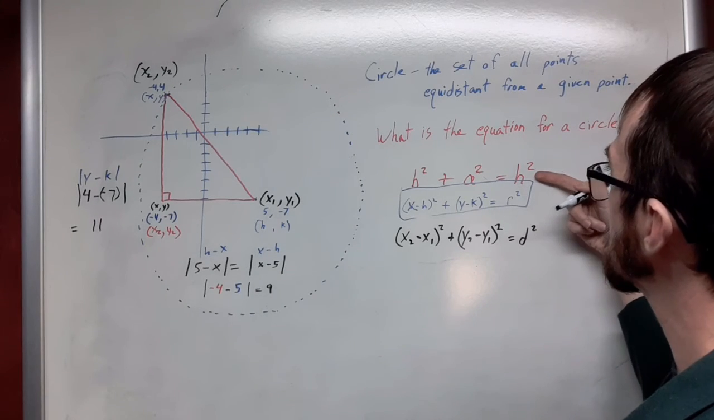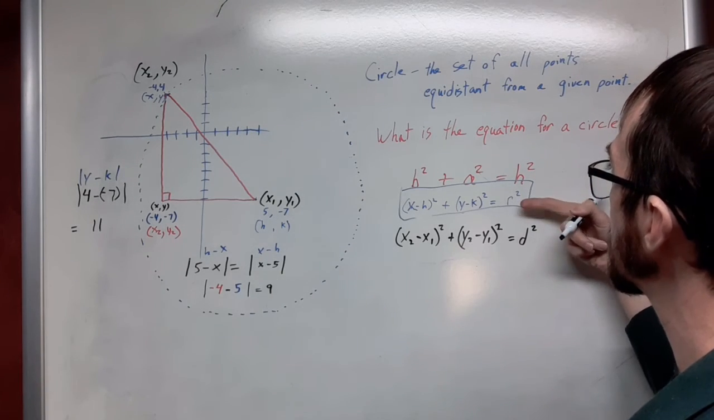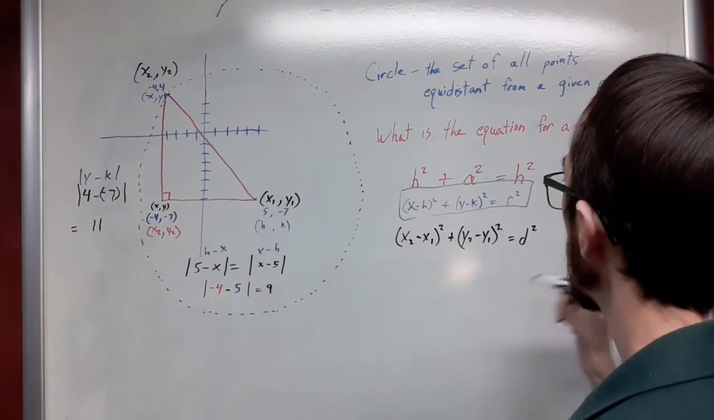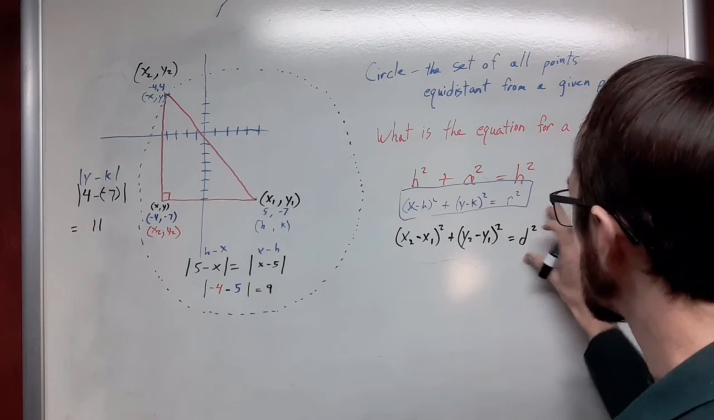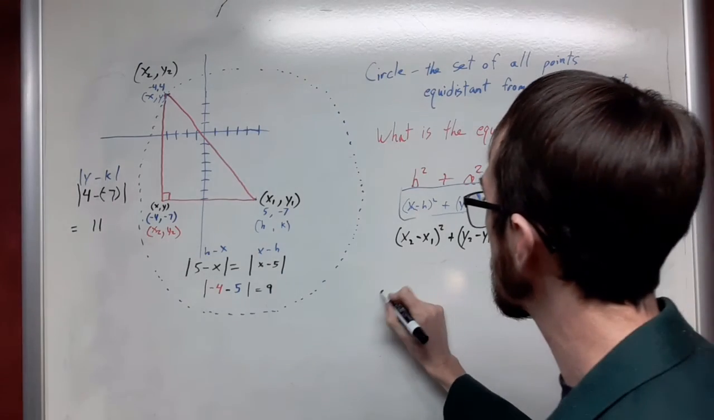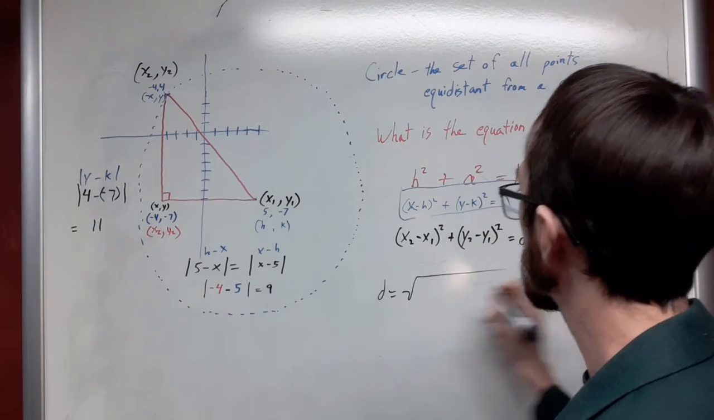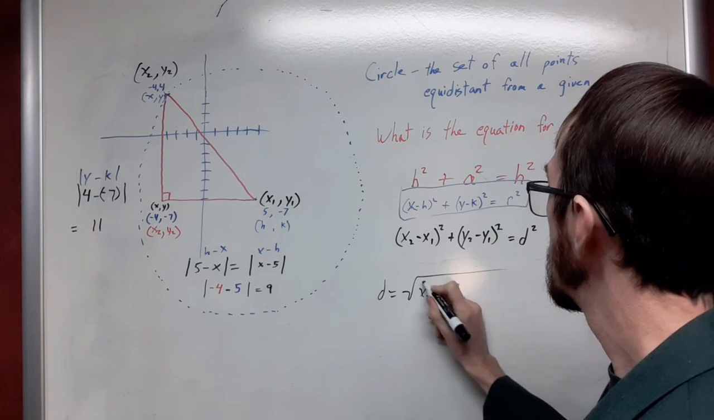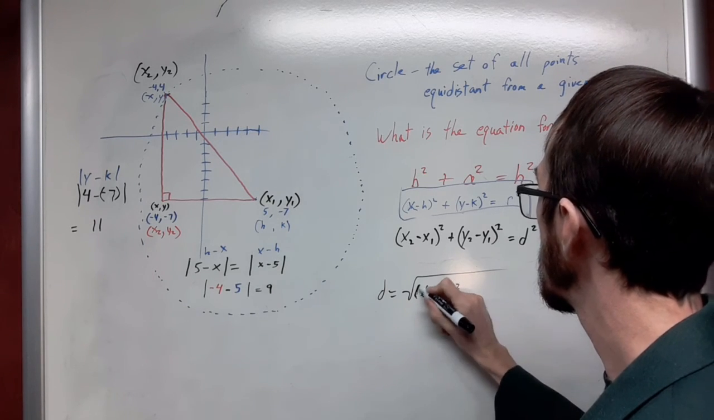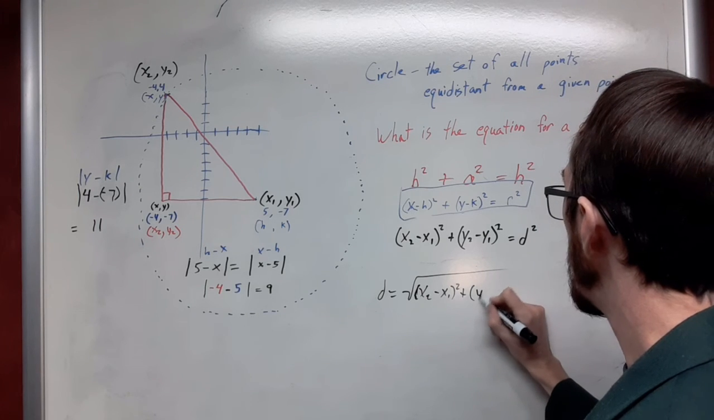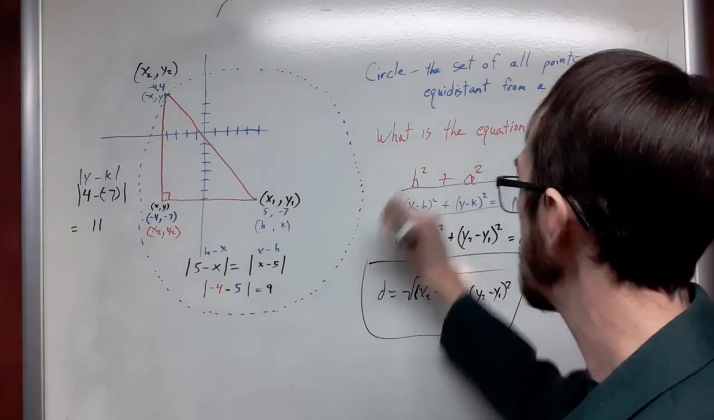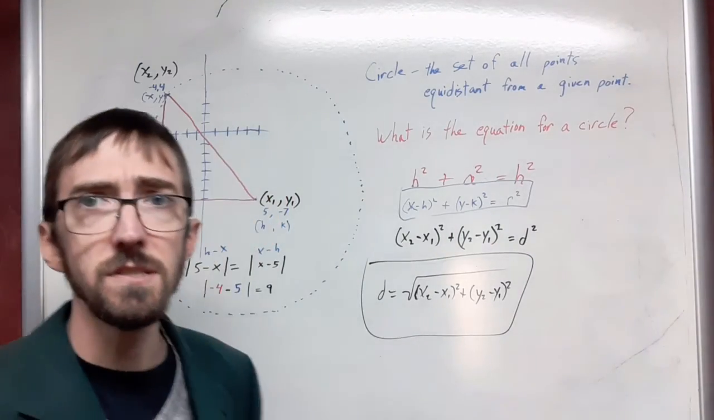So we substituted from hypotenuse to radius. Now we're substituting from radius to d for distance. And now if we take the square root of both sides, we know that d specifically equals the square root of x sub 2 minus x sub 1 squared plus y sub 2 minus y sub 1 squared. That is our Euclidean distance formula.